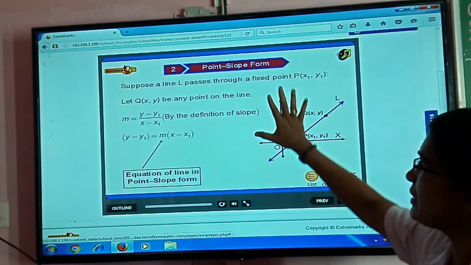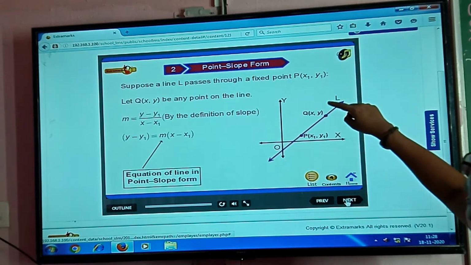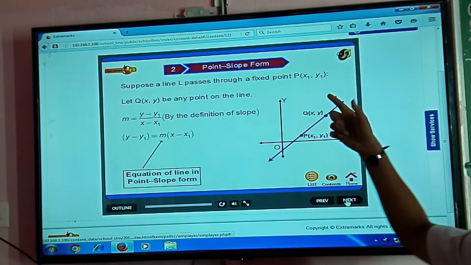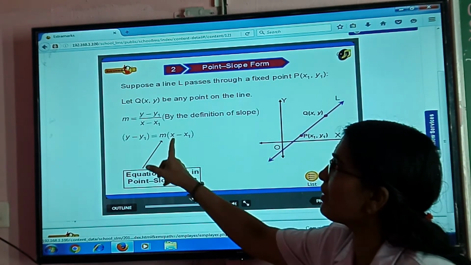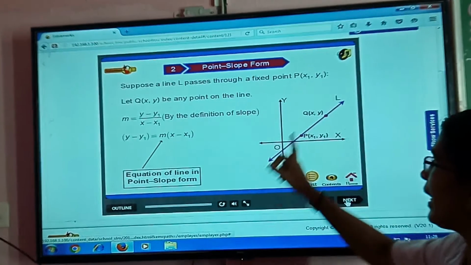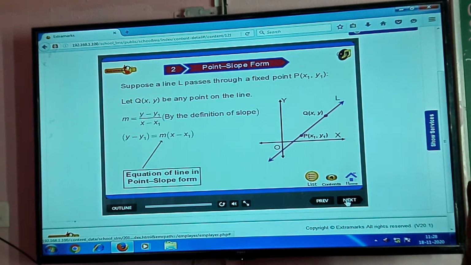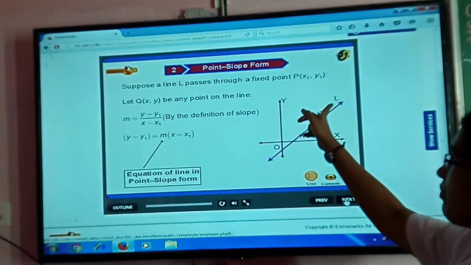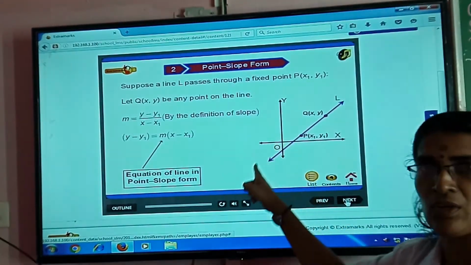Look at the straight line. This is a Cartesian plane, and a straight line L is drawn here. Here one point P is marked. P(x1, y1) is a point. Q(x, y) is an arbitrary point on this line, because our formula is in terms of x and y. So Q(x, y) is any arbitrary point on this straight line, and this particular point P(x1, y1) is given. Then how can we find the equation of this straight line? How can we find it when a point and the slope are given?